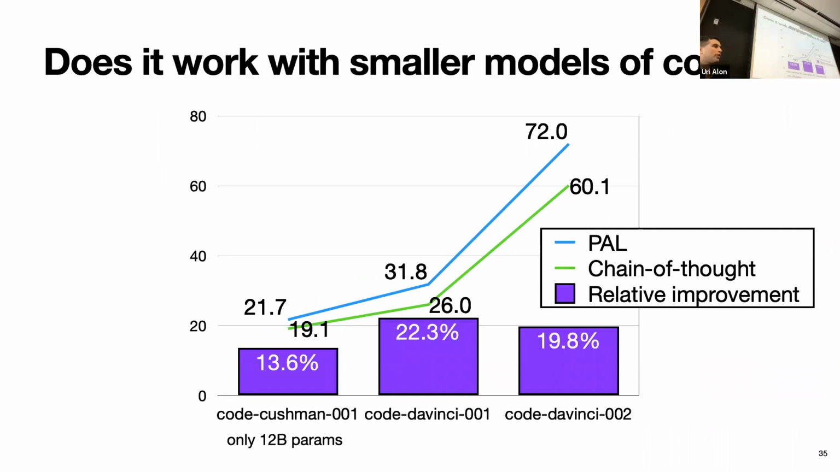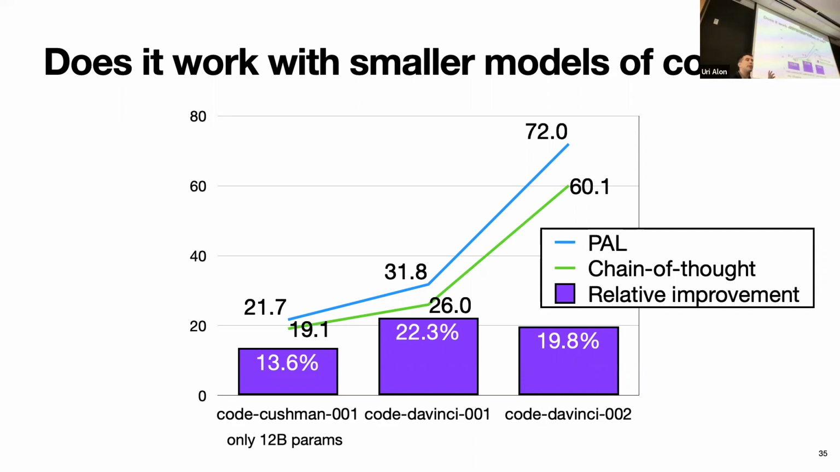Another interesting question is whether this works with smaller models of code. So far, all the experiments that I told you about for PAL, we used the CodeDaVinci 2 model, which is the newest and strongest model of code by OpenAI. But we were wondering whether this requires a large model or can it work with smaller models as well.